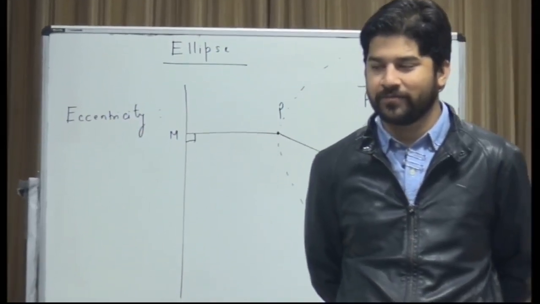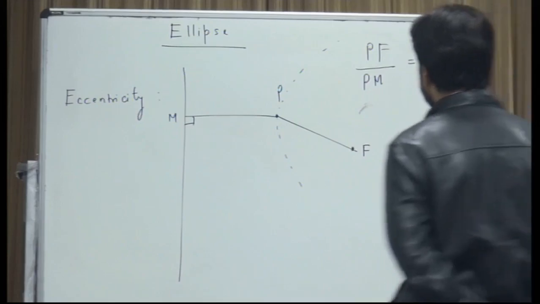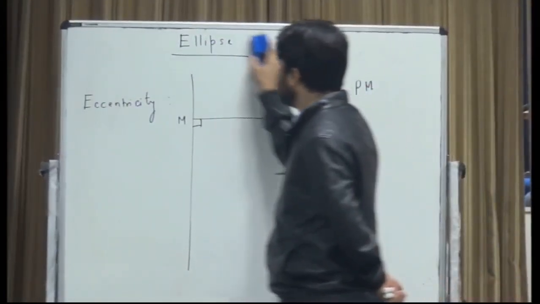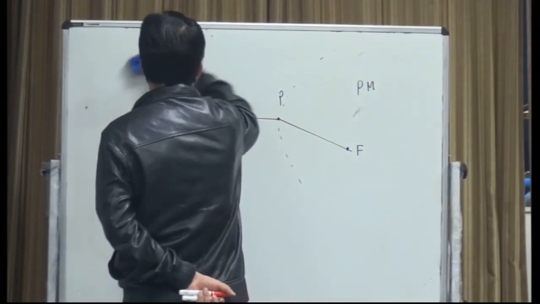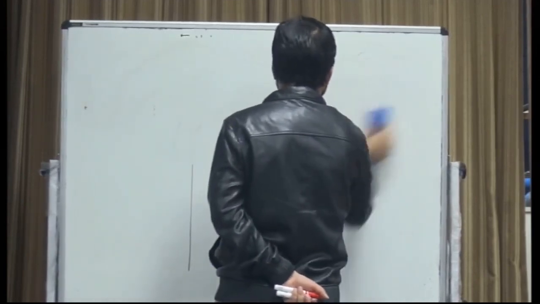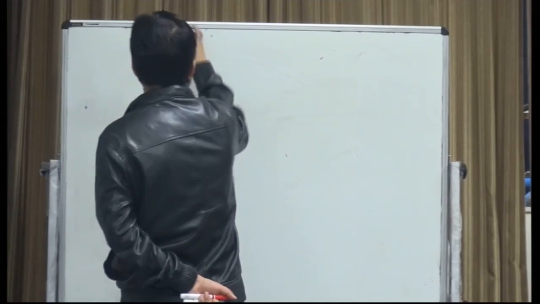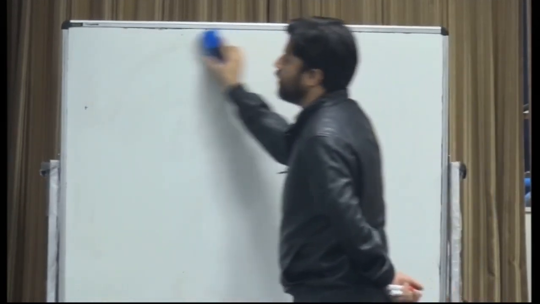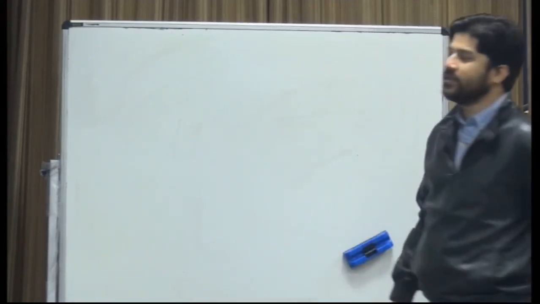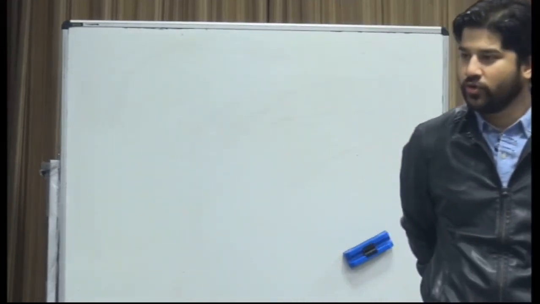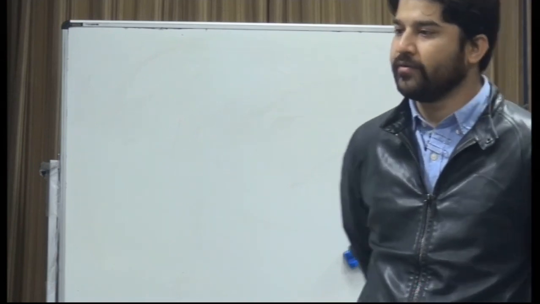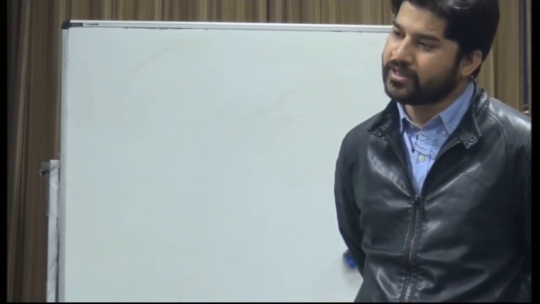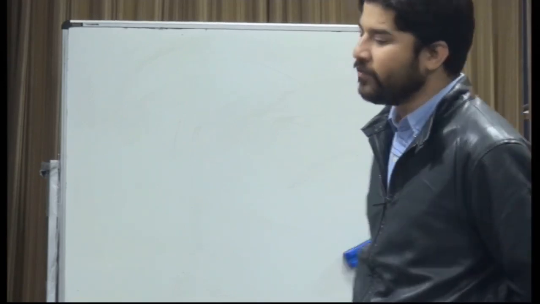And when it would be pair of straight line? At infinity. See what happens. Since you know eccentricity is the ratio of the distance of a moving point from a fixed point and the distance of the moving point from the fixed line.